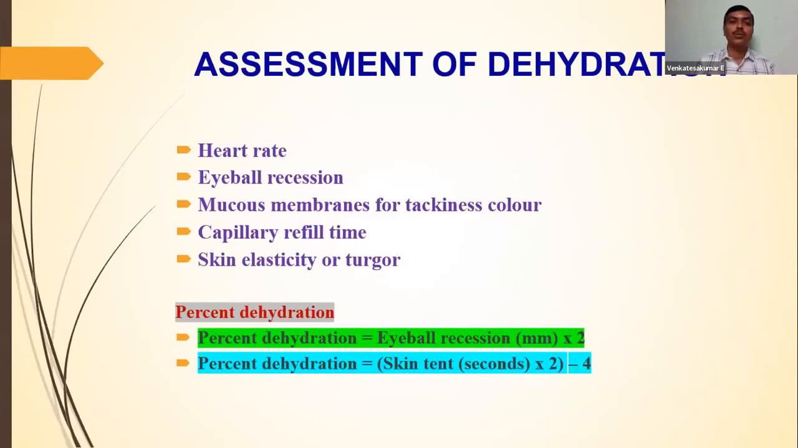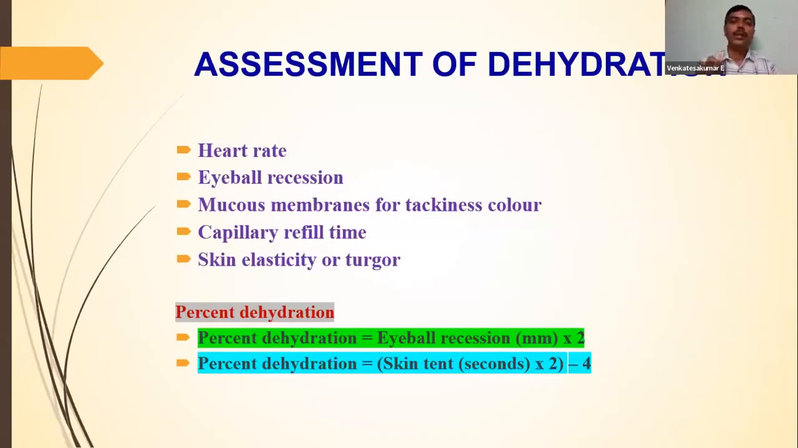So what parameters do we have to fix for the assessment of dehydration? Heart rate. During dehydration, there will be tachycardia because of a compensatory increased heart rate to maintain circulation. Then, since there is loss of water in the body, the skin elasticity and the eyeball will be affected. There is eyeball recession, meaning the eyeball goes into the socket. That should be seen by naked eye, and you have to check the distance between the eyeball and the eyelids. So you have to assess the millimeter level, and accordingly calculate the dehydration.